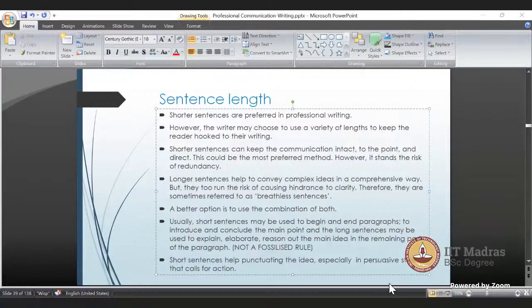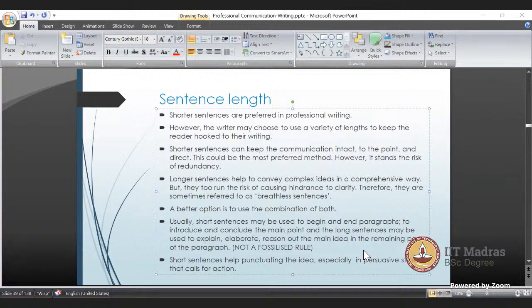Okay, punctuating the idea. Basically, instead of giving a very elaborate, long, detailed line or sentence, you bring all of it into a very short, concise sentence. That is what we mean by punctuating the idea, right? So you bring them in a short, summarized form, and you leave it like that, so that the reader is persuaded to take an action.